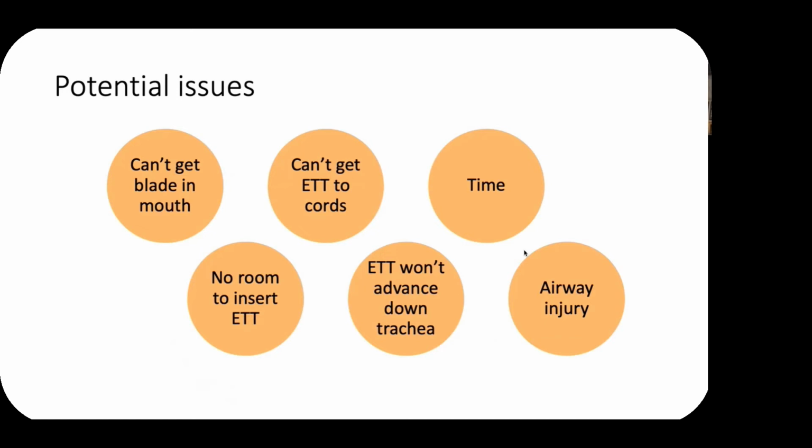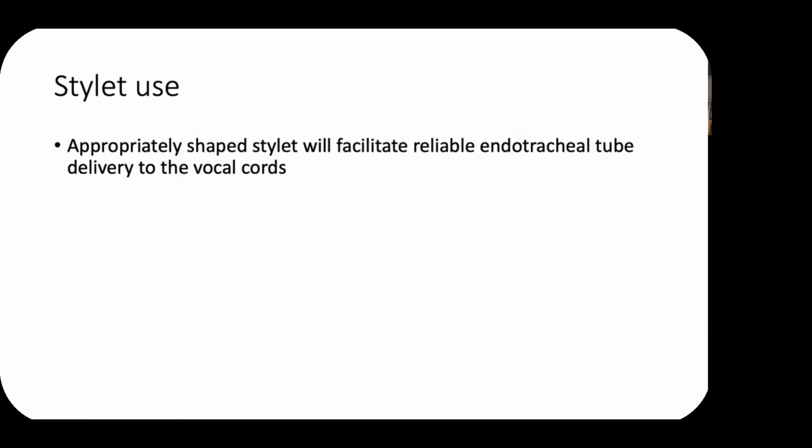Potential issues with hyperangulated videolaryngoscopy include can't get the blade in the mouth, no room to insert the endotracheal tube in the mouth, can't get the endotracheal tube to the cords, the endotracheal tube won't advance down the trachea, running out of time, and causing airway injury. With hyperangulated blades, an intubation aid is required to guide the endotracheal tube to and through the vocal cords. Bougies can be used successfully, but getting the right shape to get to the vocal cords may take several attempts and is unreliable.